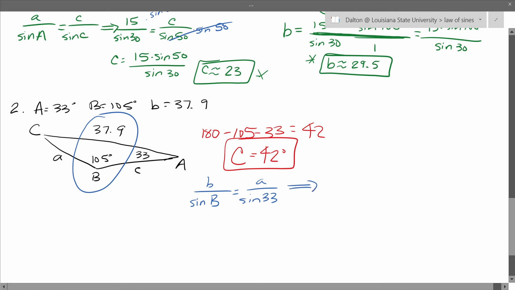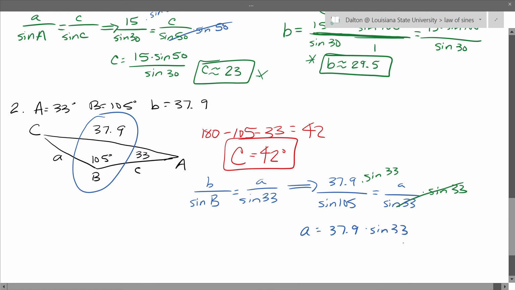So B over the sine of B is going to be 37.9 over the sine of 105, and that's going to equal A over the sine of A, which I already said was 33. And if we're going to isolate that, we'll multiply both sides by the sine of 33, leaving us with A is equal to 37.9 times the sine of 33 all over the sine of 105. And when we do that, we're going to end up with A is approximately 21.4.